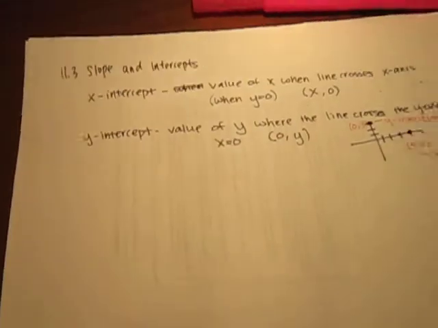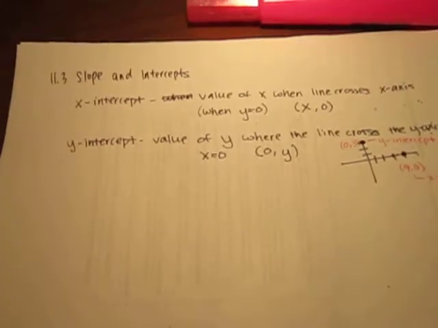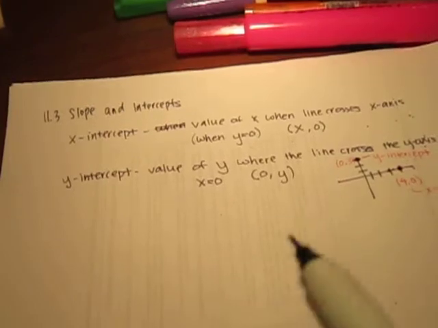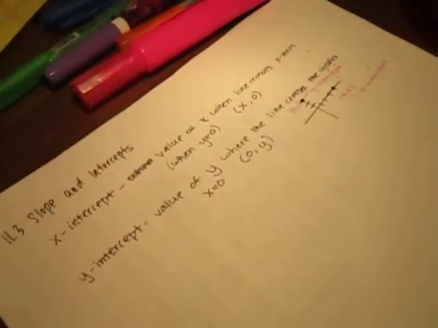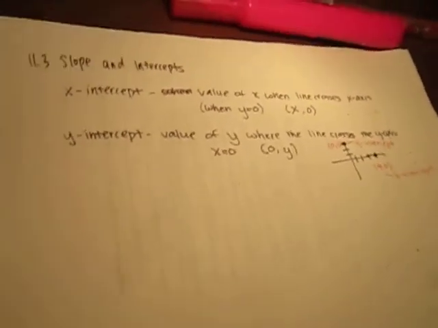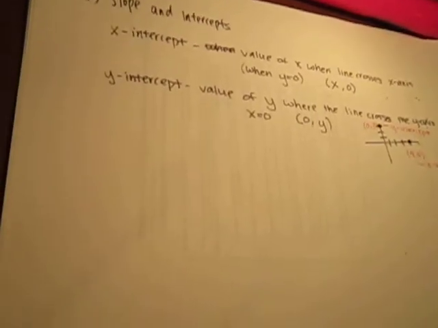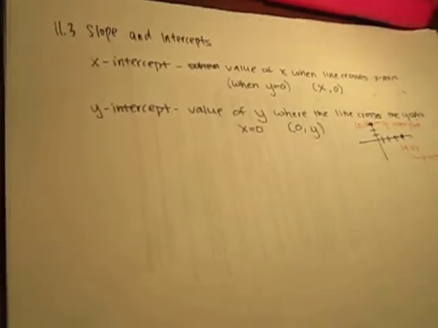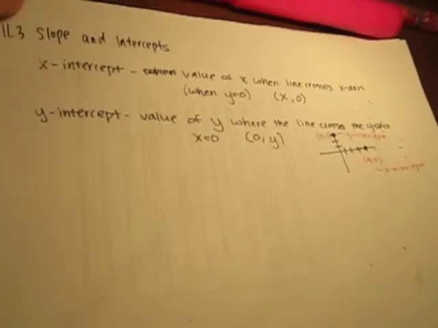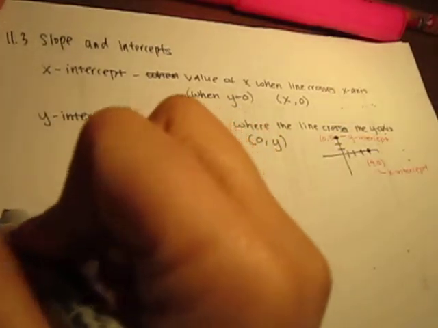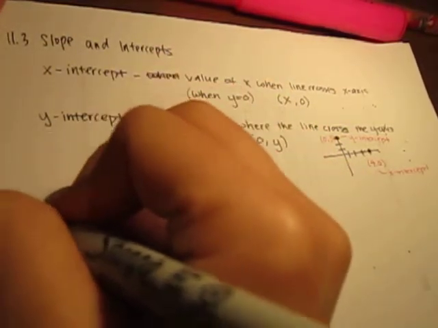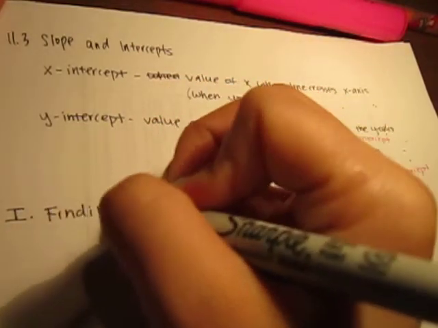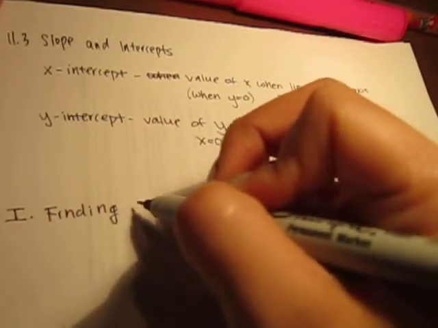So how do we find these important intercepts? Okay, I'm going to adjust the camera. This is just too hard to work like this. Let's see if this works. Okay. So our first thing that we're going to work out today is finding the x and y intercepts.